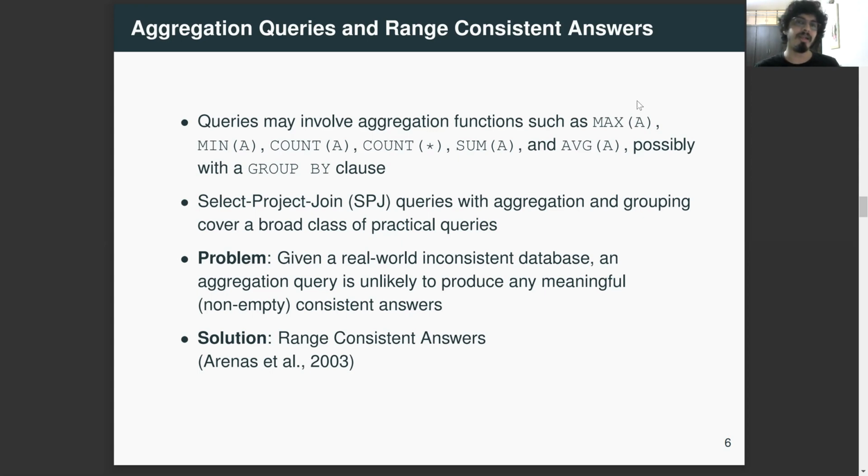Now, the problem regarding consistent answers is that, considering the previous definition of consistent answers I just gave you, it's pretty unlikely that an aggregation query will produce any meaningful consistent answers. And this is because even if on two repairs an aggregation query produces two different answers, the intersection is going to be empty and you get no information, right? So for aggregation queries, the notion of consistent answers is extended by Arenas et al. in 2003, and that's called range consistent answers.